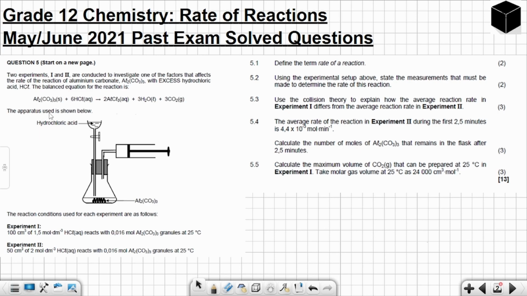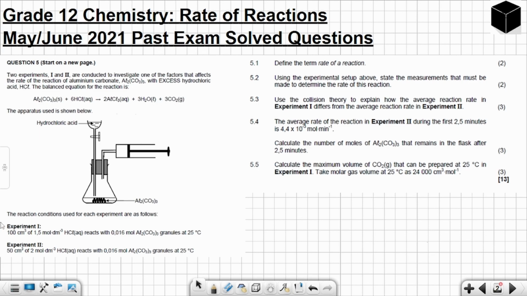The apparatus used is shown below. You can see you have the aluminum carbonate in there reacting with hydrochloric acid, and you have the syringe. The syringe is collecting carbon dioxide gas. So you have your reactants on the left and your product on the right. The reactants are used up to produce the products, so the reactants are used up and the products are produced or formed.